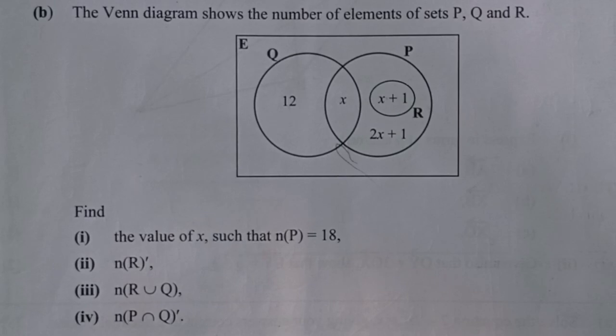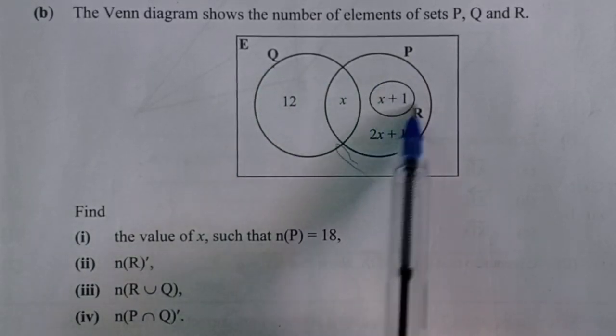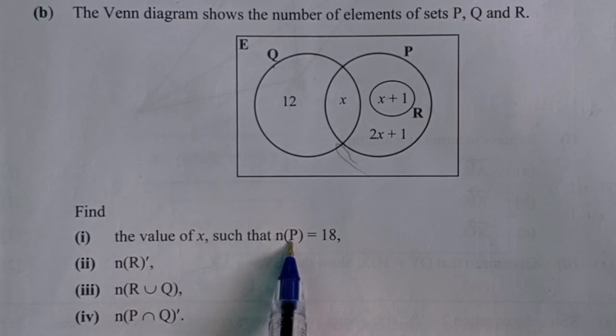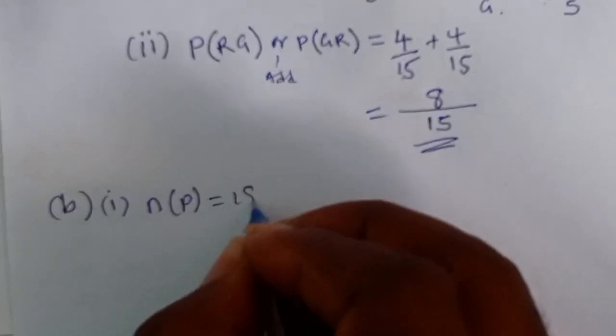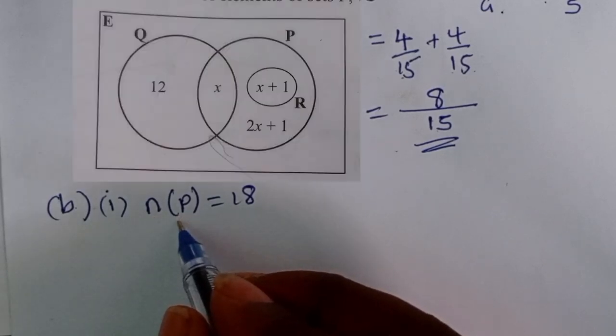B. The Venn diagram shows the number of elements of sets P, Q, and R. So this is set Q, set P, and set R. Find the value of X such that the number of elements in P is equal to 18. So what are the elements in P?